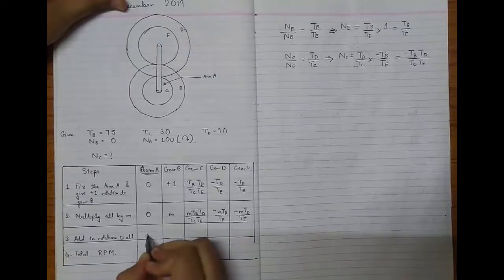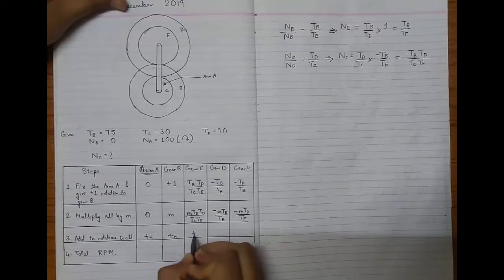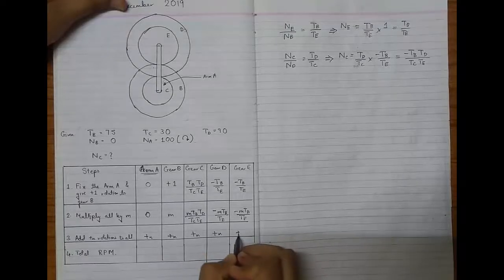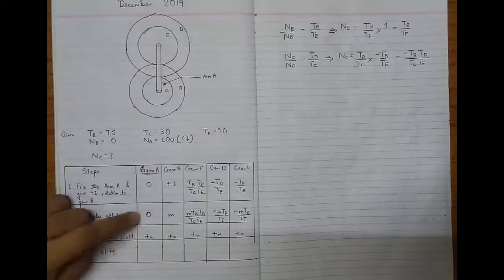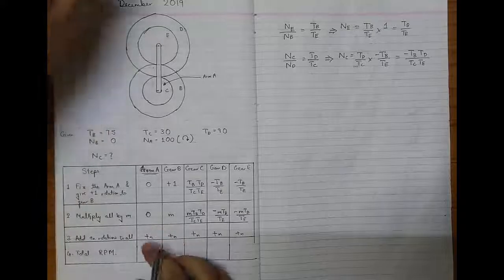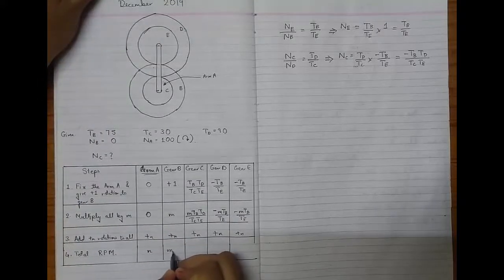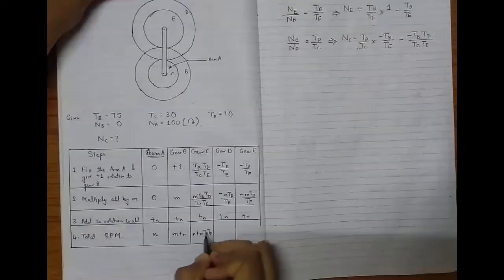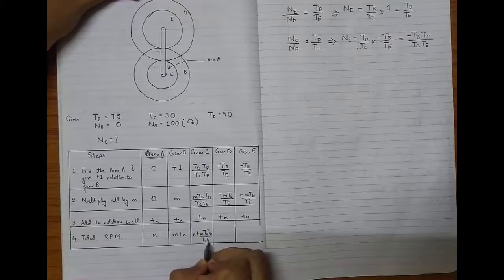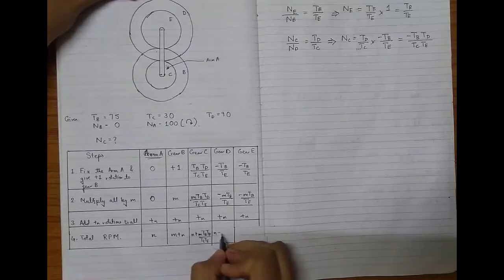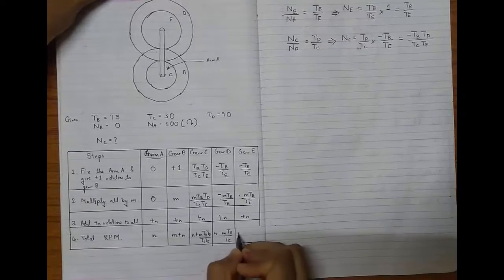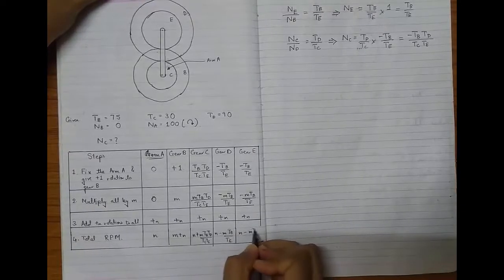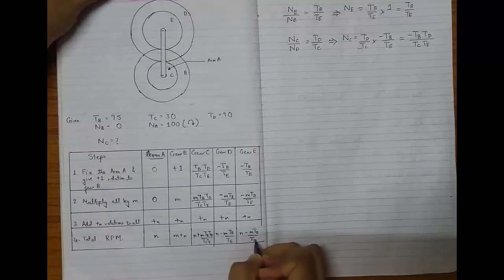Adding plus n rotation to all. Total RPM is sum of steps 2 and 3 because we have added n to all. This becomes n. This is m plus n. This will be n plus m times TB TD upon TC TE. This will be n minus m TB upon TE. This will also be n minus m TB upon TE.